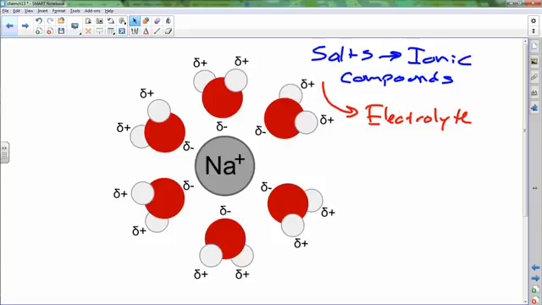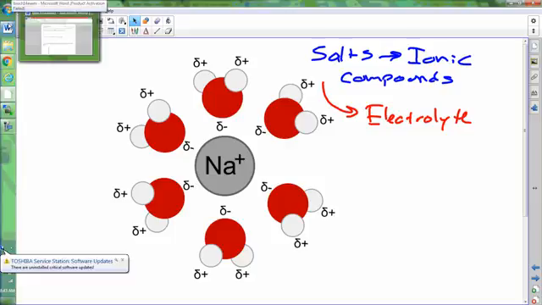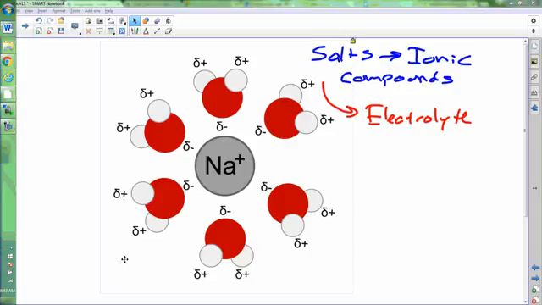Magnesium chloride is a salt. Calcium phosphate would be a salt. Anything that is made up of ions that can be separated is technically a salt when we talk about it in chemistry terms. So here again, we're going to stick with table salt, the sodium chloride.